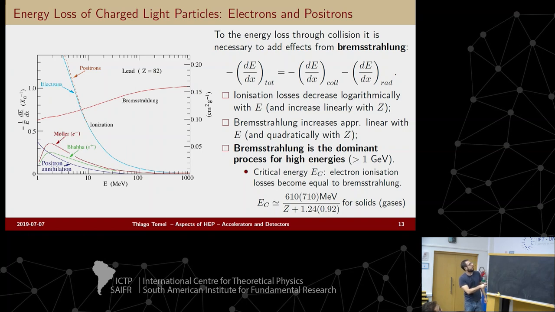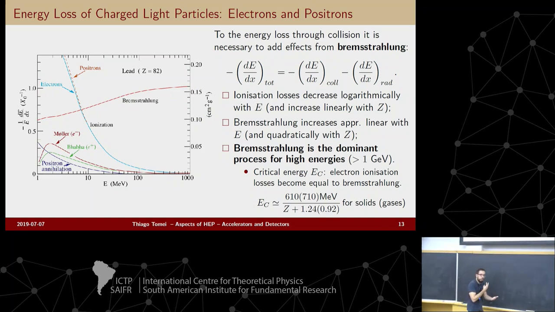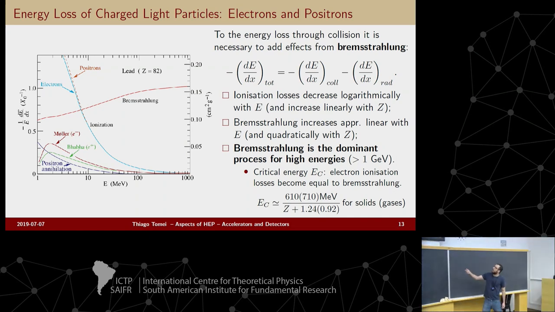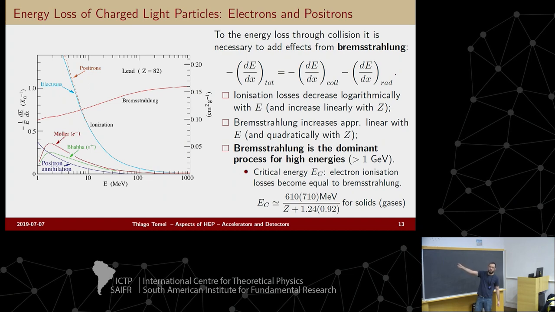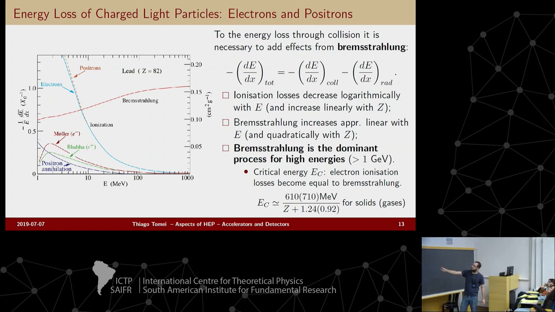Because then it starts radiating. And while the ionization loss decreases logarithmically with the energy, the Bremsstrahlung increases linearly with energy, more or less. And for electrons, this effect kicks in super fast, like 1, 2, 5 GeV. So for high energies for electrons and positrons above 1 GeV, which is nothing, remember, the LHC collides particles at 14,000 GeV, 14 TeV center of mass, it's only Bremsstrahlung. And one way to think about it is the critical energy, where the electron ionization loss becomes equal to the Bremsstrahlung. There is an equation for that, but what I mean is this crossing point here. It's very early.